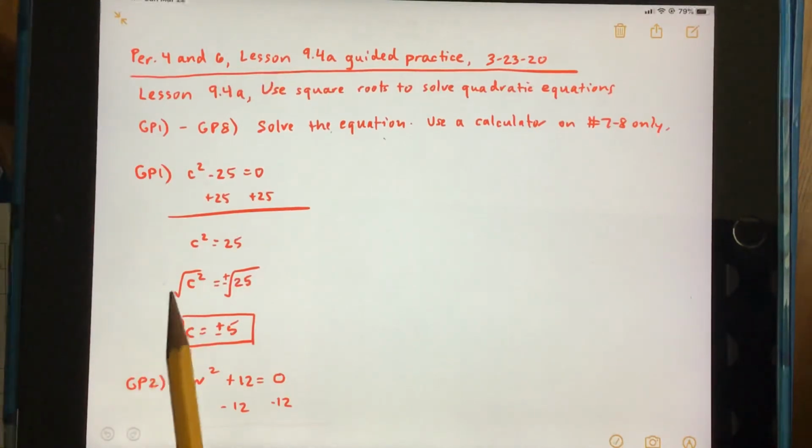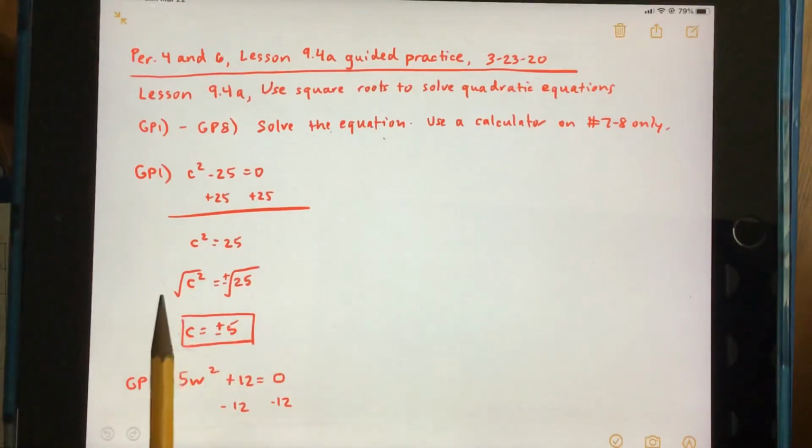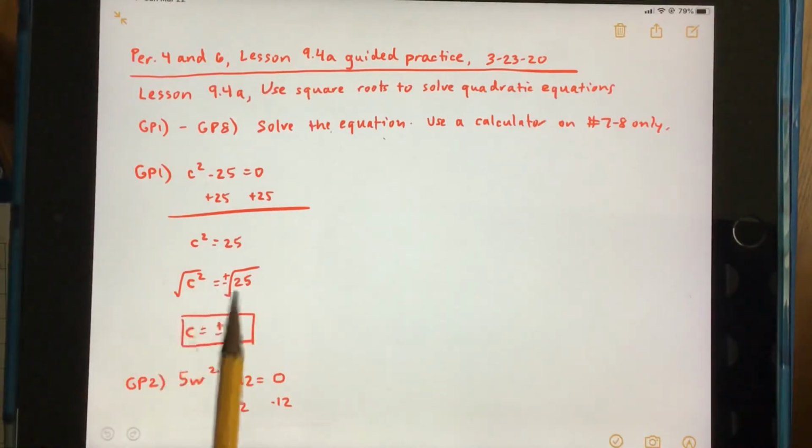Now, to undo this square, we need to take the square root, because squares and square roots are opposite operations. But of course, we'll need to take the square root of both sides of the equation to keep it valid and true. When we take the square root of both sides, we arrive at both a positive and a negative answer. There are always two roots, one positive and one negative, and we'll need to report both of them. That's why the plus minus sign is here, to indicate that we're going to find both roots. The square root of 25 is 5, and so c has a value of both positive and negative 5 for our final answer.